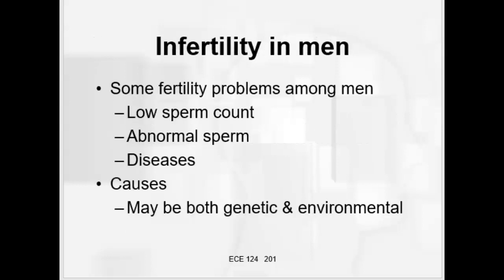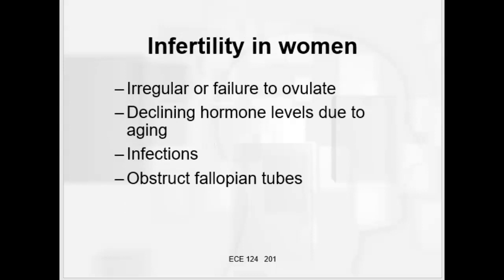Once a sperm fertilizes the ovum, it creates some kind of a barrier around it so that no other sperm can permeate it. There's a range of factors that contribute to why a man might be infertile. Some might be low sperm count, abnormal sperm, diseases. Causes may be both genetic and environmental. Infertility in women can be irregular or failure to ovulate, declining hormone levels due to age, infections, obstructed fallopian tubes, a variety of other things too.